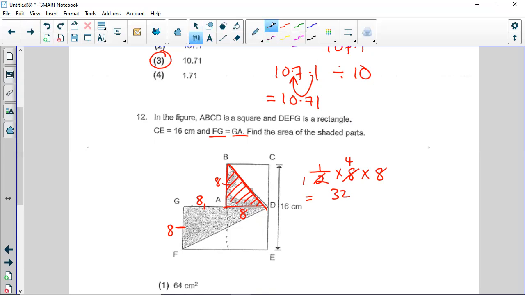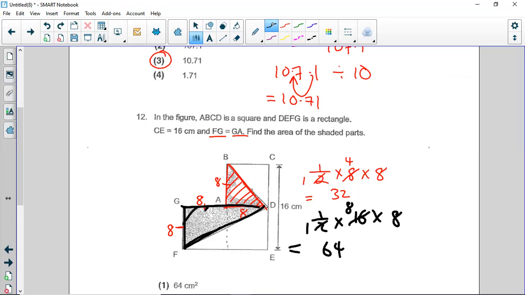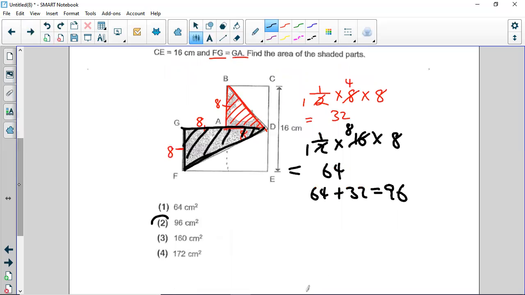Okay, let's look at the other shaded triangle, which is over here. So how do you find the shaded triangle? So you have half times base, and the base will be 8 plus 8, which is 16, and the height will be 8. So you cancel, divide by 2, and 16 divide by 2. So now you have 8 times 8, that will be 64. So that will be the black color area. Okay, so now can you find the total shaded area? So you take 64 plus 32, and you get 96 centimeters square. And that's the shaded area, answer number 2.